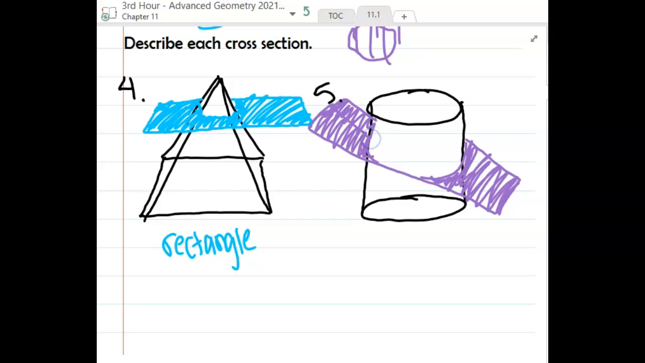So if instead I cut this at an angle, it wouldn't be a circle. What would it be? It would be an oval. Yeah. So be careful about what direction that you're cutting from.